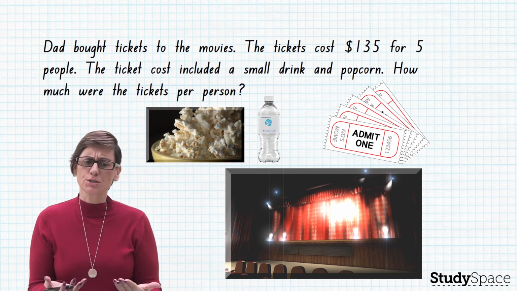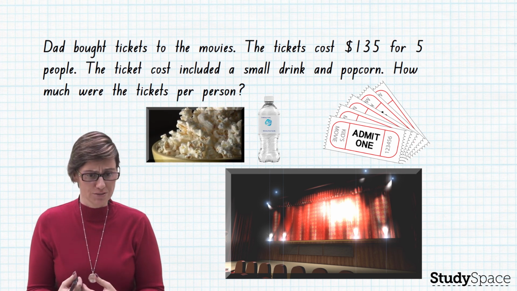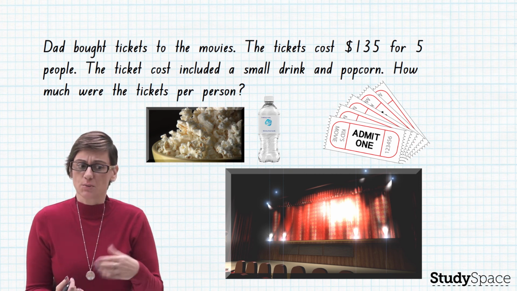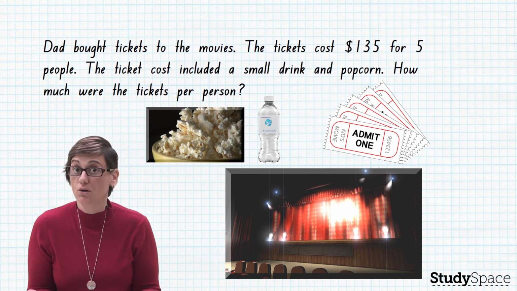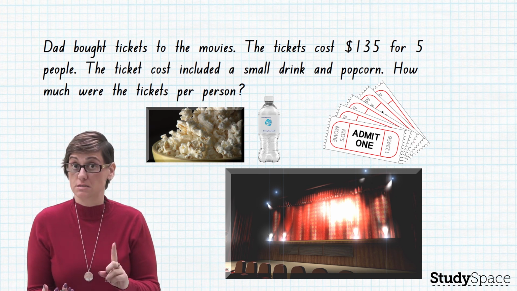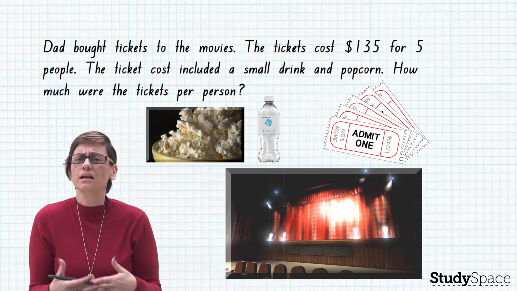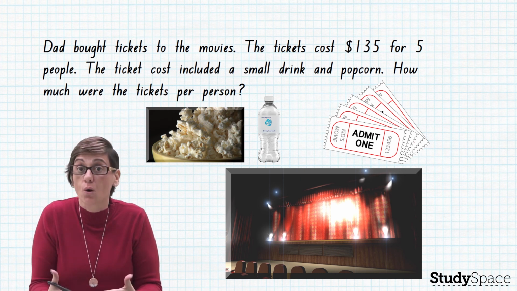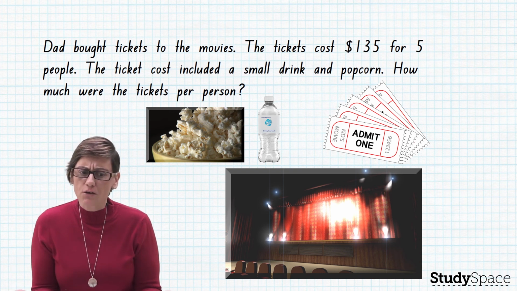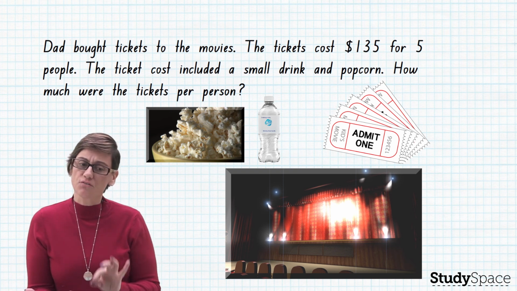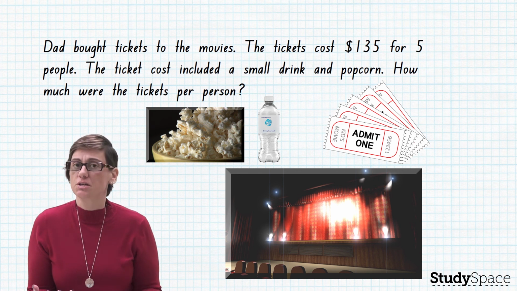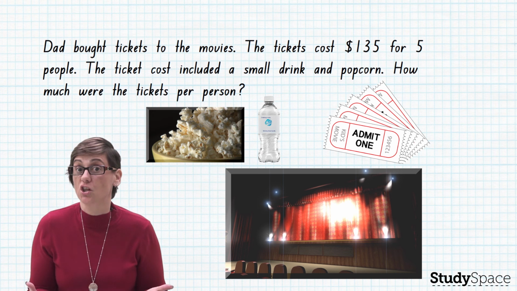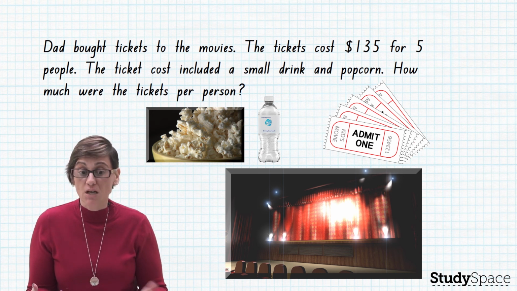So what is this question actually asking us to do, boys and girls? So how much were the tickets per person? So we need to work out how much the tickets were for one person to go to the movies. Okay, so how are we going to work that out? So this is how we decide how we're going to solve the question. So how do we do that? So we need to divide the 135 by 5 because there's 5 people and our total cost was 135. Okay, so let's do that now.